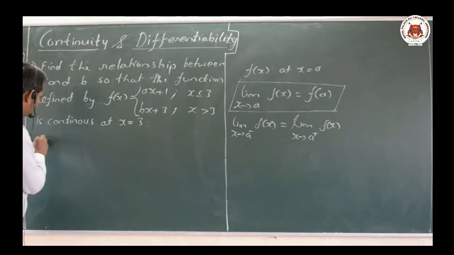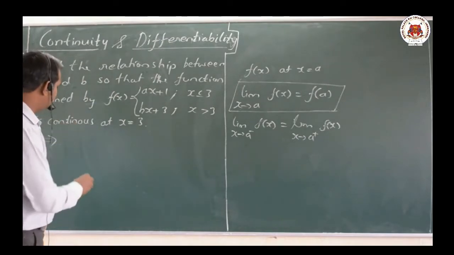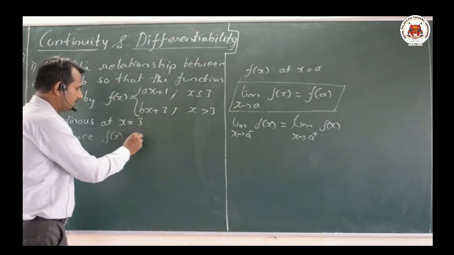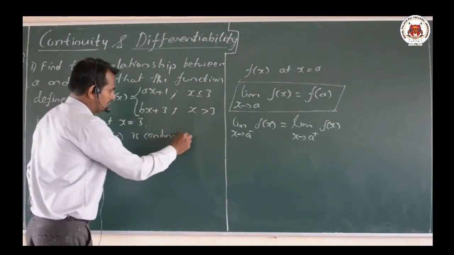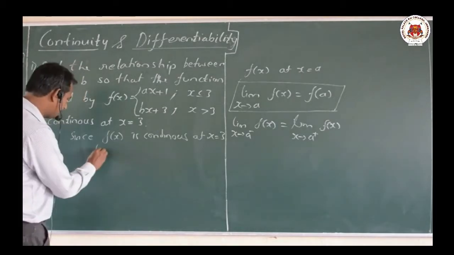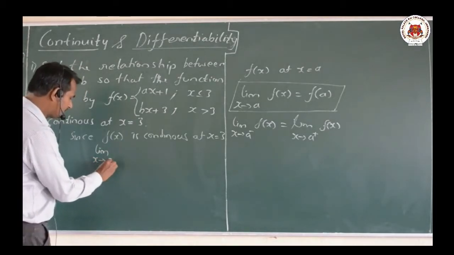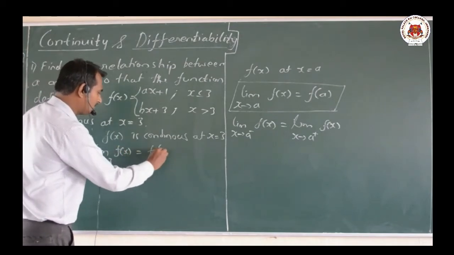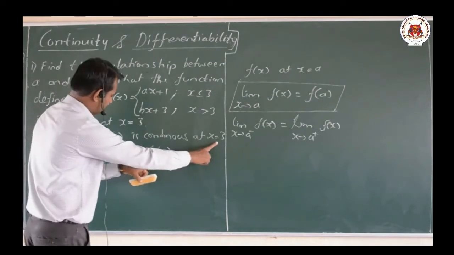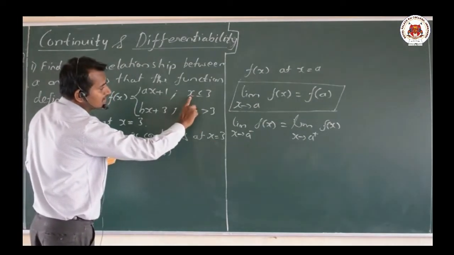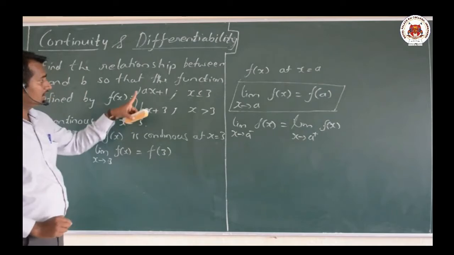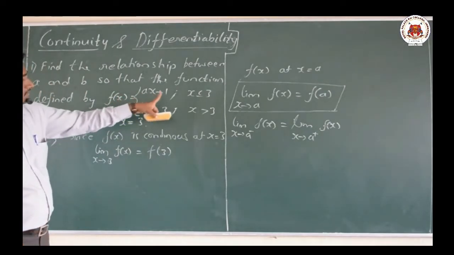The problem is very simple. First of all, since f of x is continuous at x equal to 3, continuous means the limit as x tends to 3, f of x, is equal to f of 3. Now f of 3 means the value of f of x at x equal to 3, where x is less than or equal to 3. The function will be ax plus 1, that means 3a plus 1.